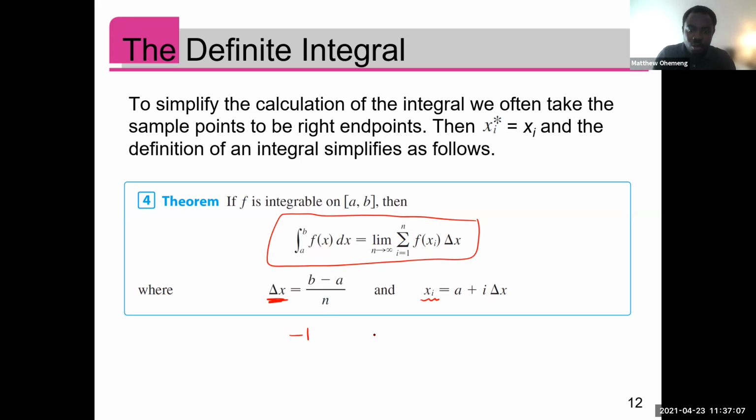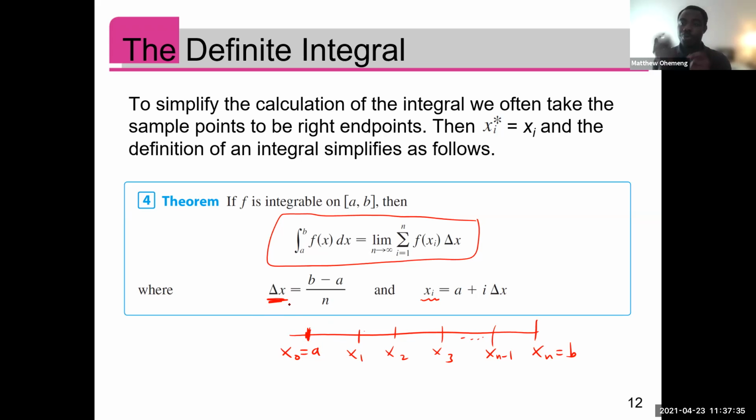Now let me just talk briefly about this so that you see what I'm talking about. We said that x naught is the a, and then x sub n is equal to the b. In between these two, we have x1, x2, x3, going on and on, up to x sub n minus 1. And I told you last time that if you have the first point, say a, how do you get to x1? After computing the width, you just add this delta x to the a. So x1 is just a plus delta x.